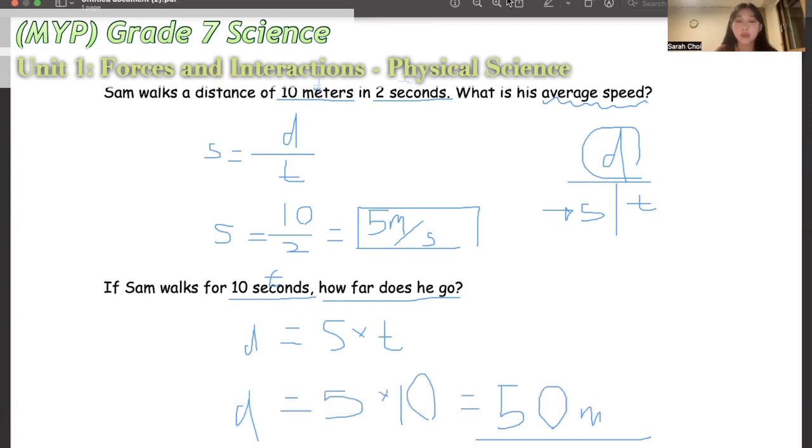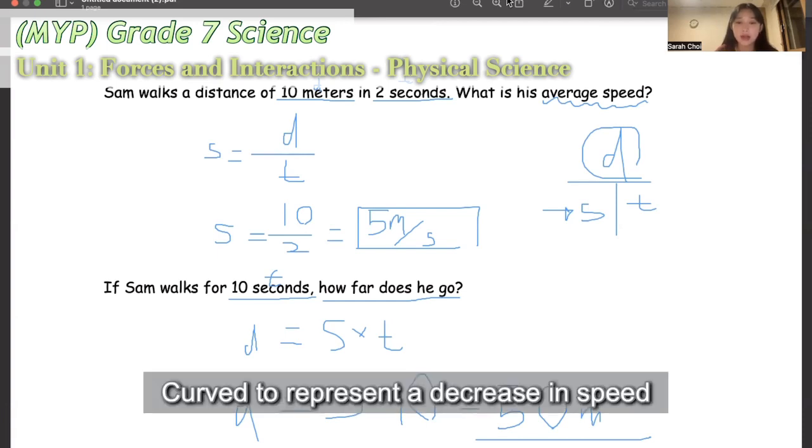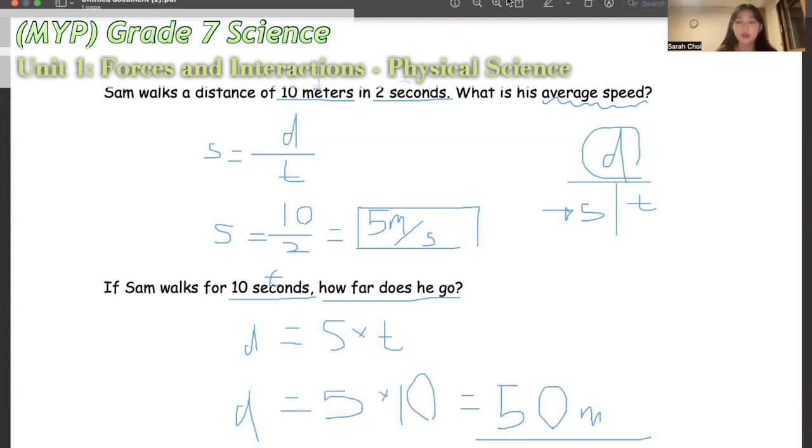The opposite of this would be this graph, and this graph is slightly curved to represent a decrease in speed. The line displays an object moving slower and slower as time goes on. So unlike the third one, if you calculate the average speed at this point, it would be much greater than the point here because the speed decreases.